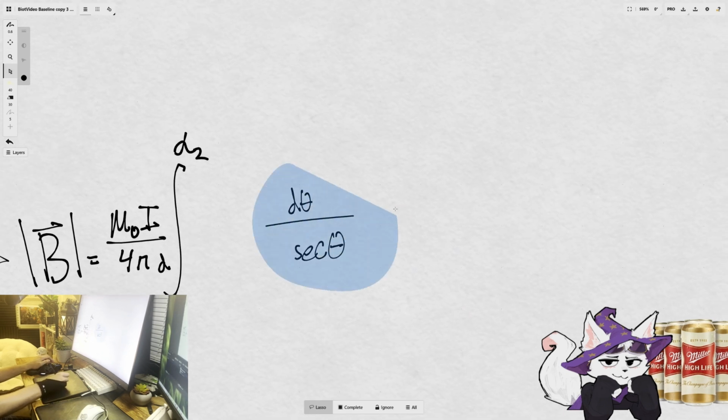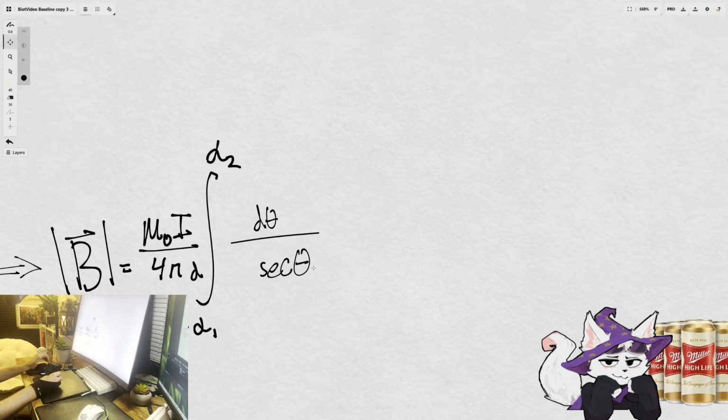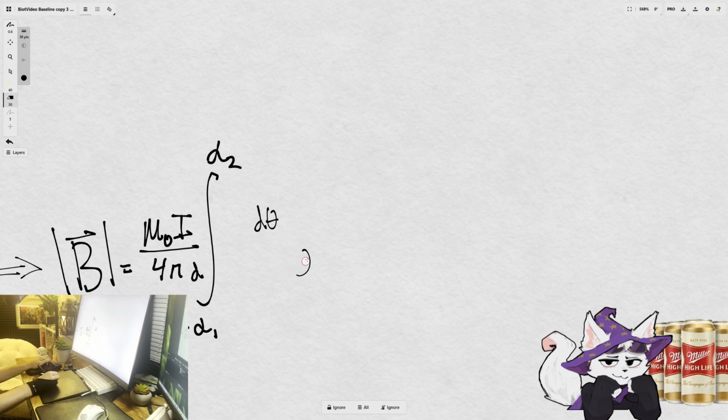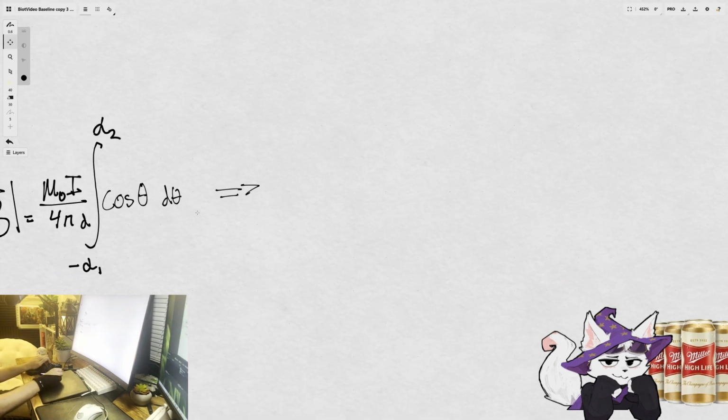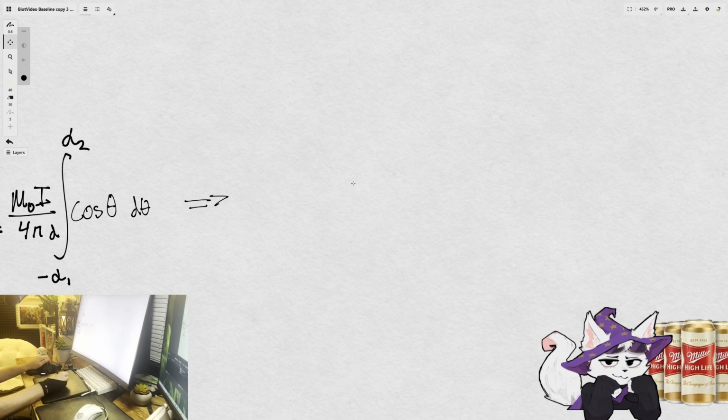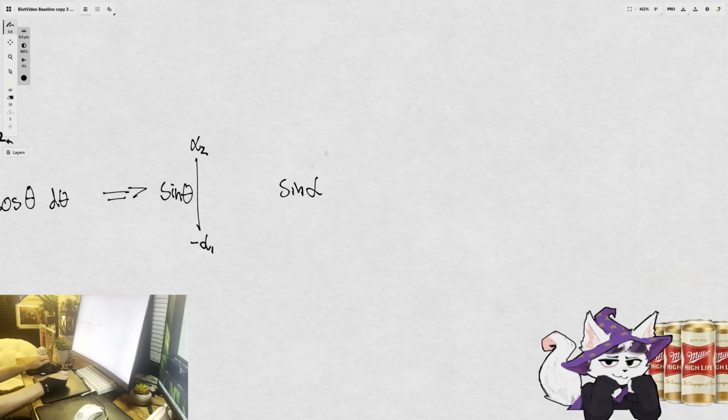Finally, we're left with d theta divided by secant theta, and secant theta is 1 over cosine, so this is simply cosine theta d theta. Now we're at a point where we can evaluate our function here, so the integral of cosine theta is just sine of theta, evaluated from negative alpha 1 to alpha 2. Rewrite that as sine of alpha 2 minus sine of negative alpha 1. Now since sine is an odd function, this is equivalent to plus sine of alpha 1, so we can rewrite this even further and simply have our expression here.